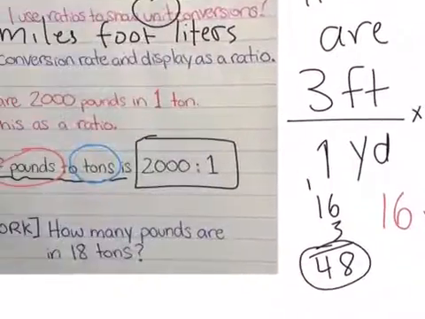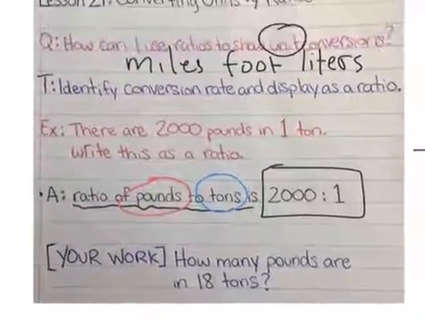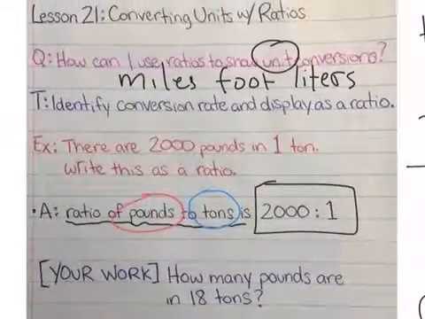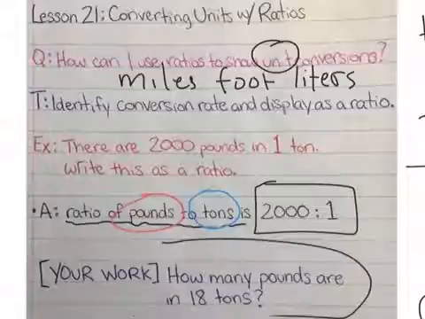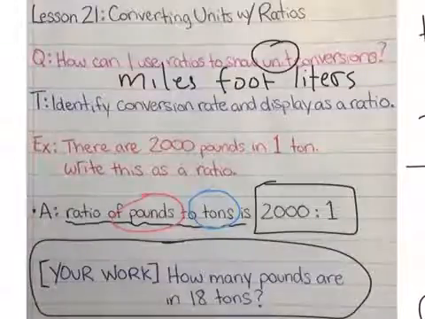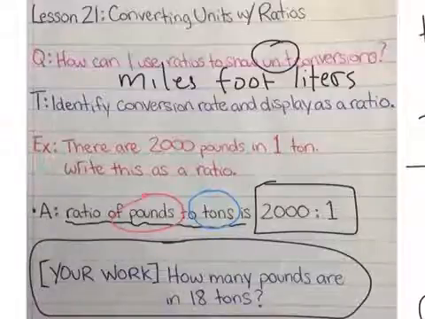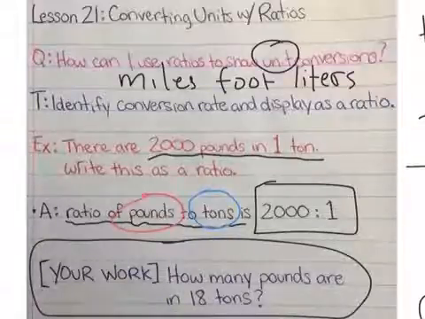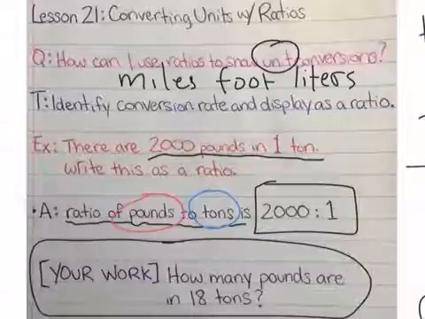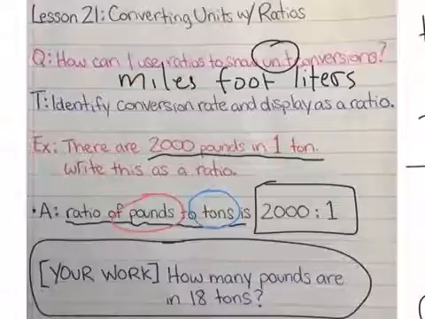So if we come back over here to our notes, the Your Work section is going to be that type of a problem. How many pounds are in 18 tons? Remember, this information from up top, you need to know that there are 2,000 pounds in 1 ton. Have that ready at the beginning of class tomorrow.